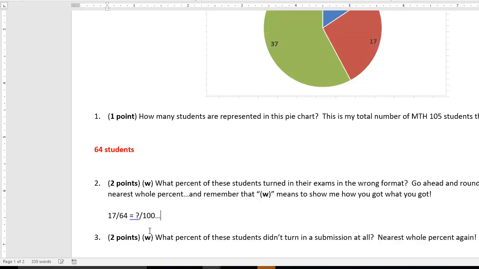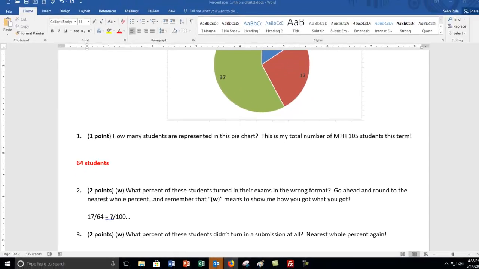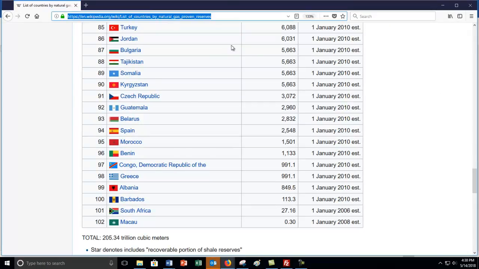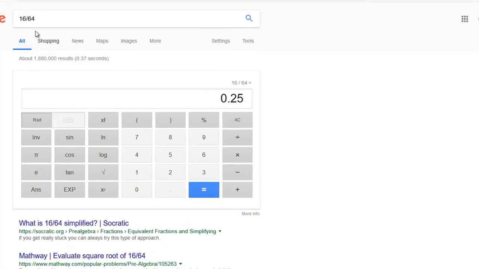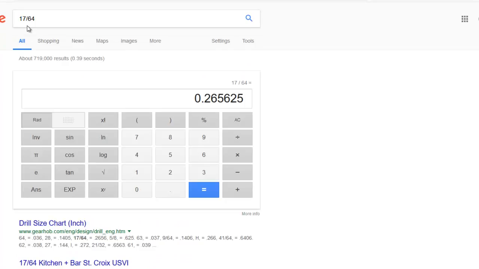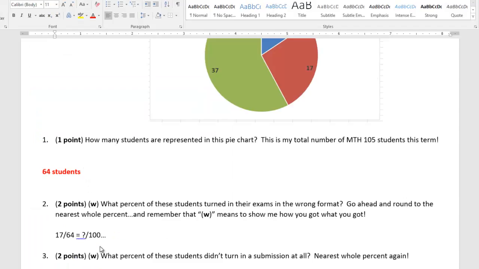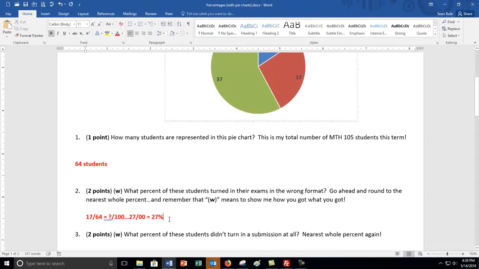Based on what I remember from class, I think most people enjoy doing this by doing 17 divided by 64 and getting a decimal equivalent. That's 17 out of 64, getting a decimal equivalent of about 27 hundredths, and then multiplying that by 100 to call that about 27%. Okay, so that I think is the method people like best.